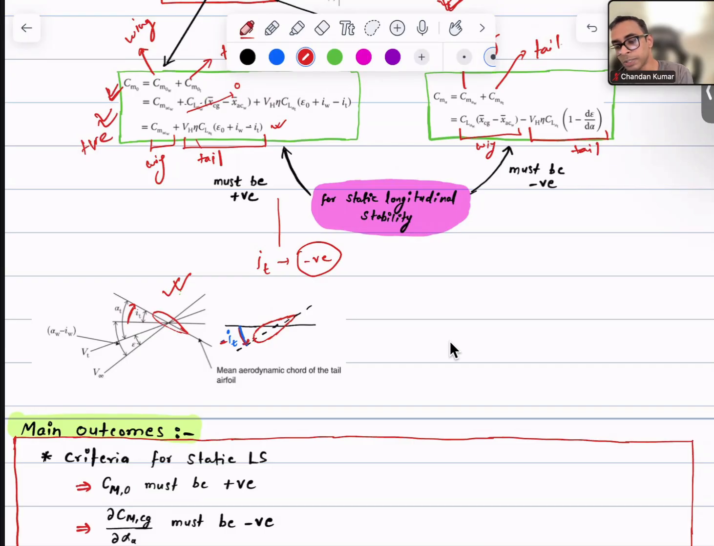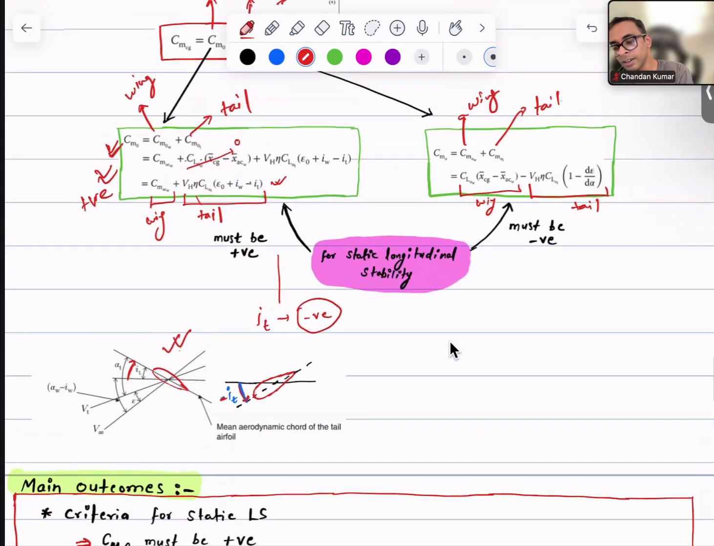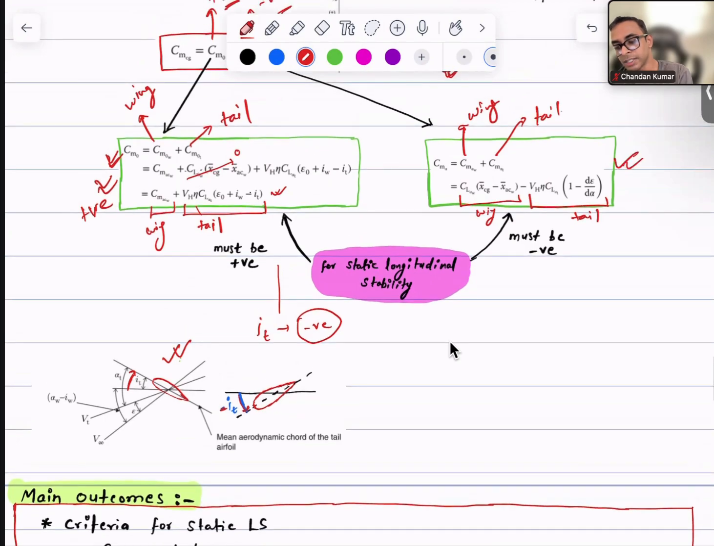If we look at the slope contribution, we've seen that the first term, which is from the wing, is generally positive, but we want this whole term to be negative. Now to have this whole term negative, we have to make sure that the second term is large enough, and to have the second term large enough, the VH, which is the tail volume ratio, is a main contributor, and we want it to be larger and larger so that it will have the larger negative term and it will make the whole term negative, and it depends on our LT and ST.